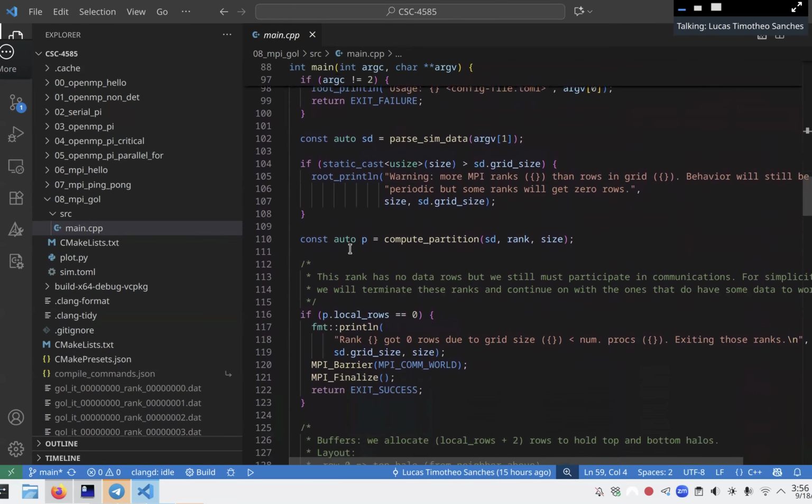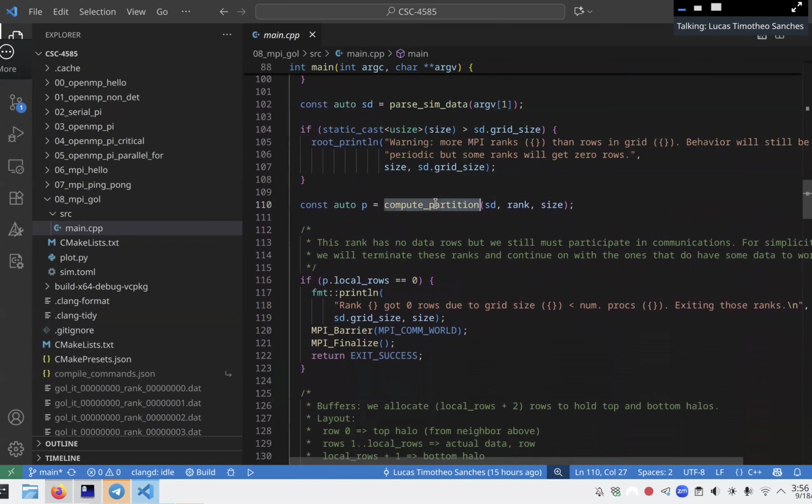Now we do this: compute partition. Given a grid size, we want to know how many rows each process is going to get. The math that we use is exactly the same math that we used in the OpenMP example, where we give each process as many rows as we possibly can. If they're not exactly divisible, one of them is going to be a bit lopsided, but that's exactly the same logic. It's just a copy and paste of that.